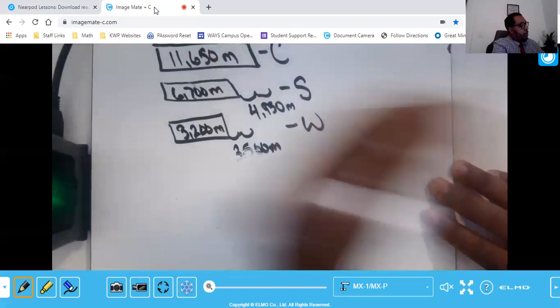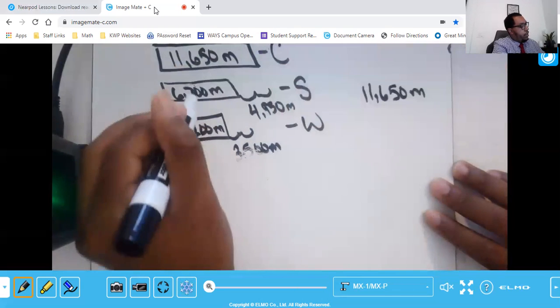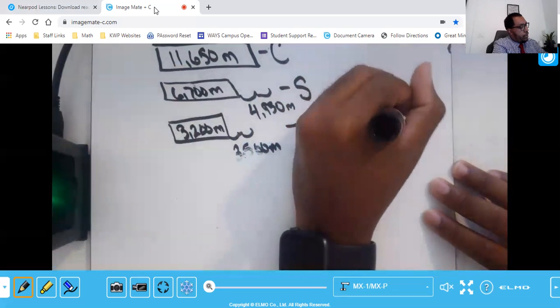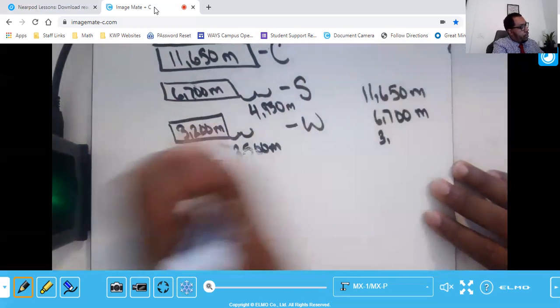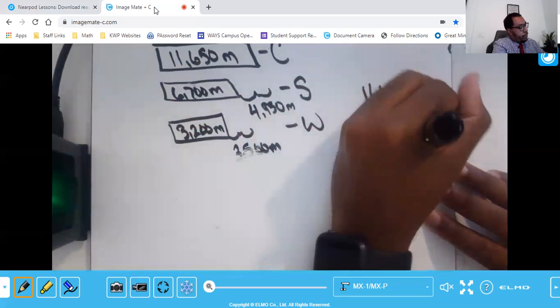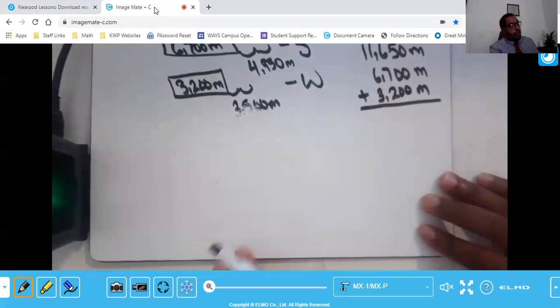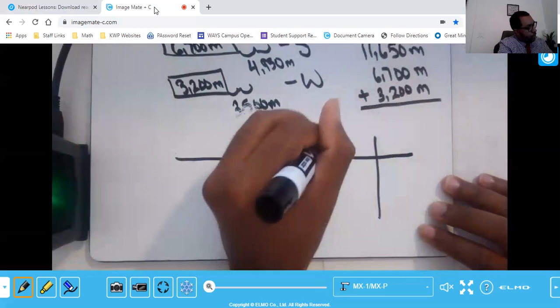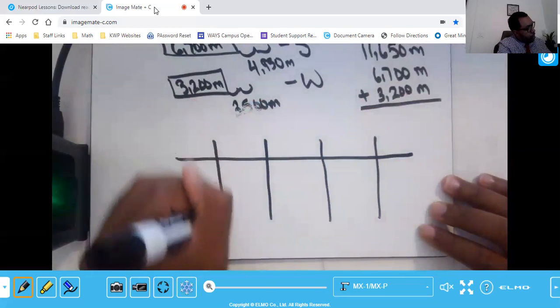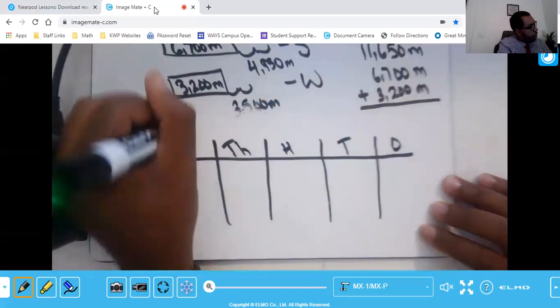So I know I need to add up my cotton, which was 11,650 meters, my silk, which was 6,700 meters, and my wool, which was 3,200 meters. So I could do it using the standard algorithm, but so I don't get confused, I'm also going to add this in my place value chart. So I'm going to label that. These are my ones, my tens, my hundreds, my thousands, and my 10,000s.